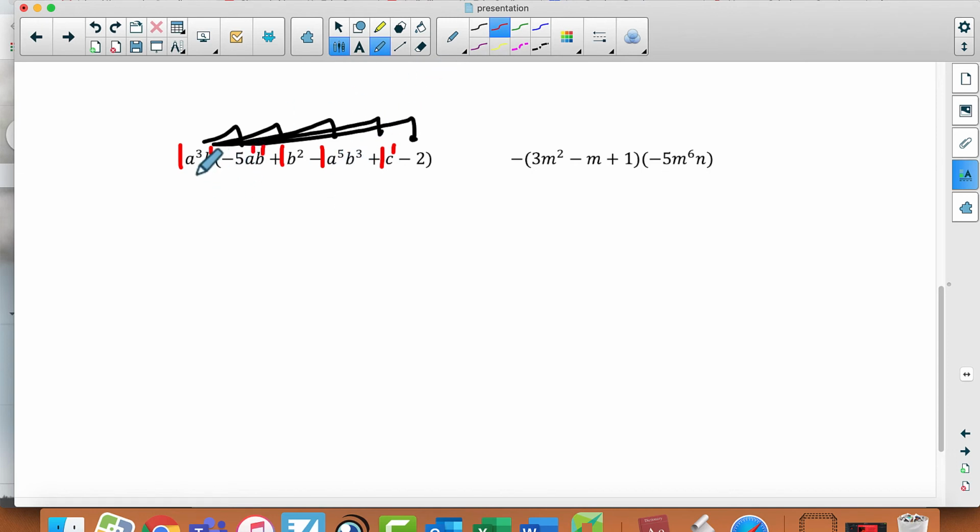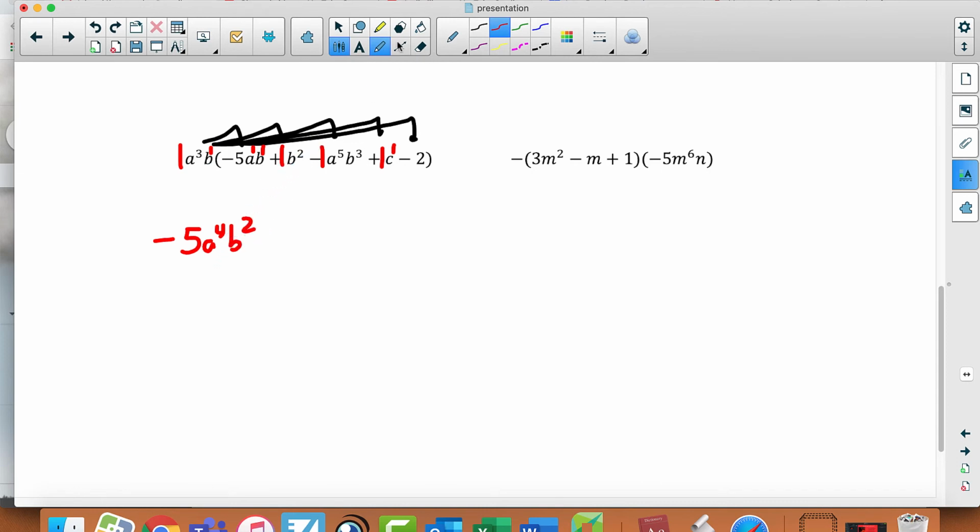Okay, first thing. A cubed b times negative 5ab. So we multiply the 1 times the negative 5 and we get negative 5. Now multiply the a's. A cubed times a to the 1. Keep the a the same. Add 3 and 1, you get 4. Then do the b's. B to the 1 times b to the 1. Add those b's, you get b to the 2.